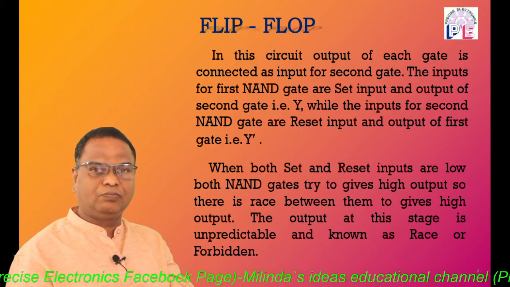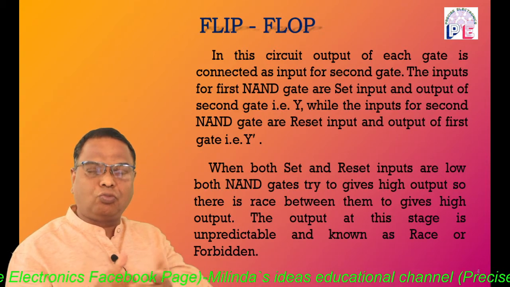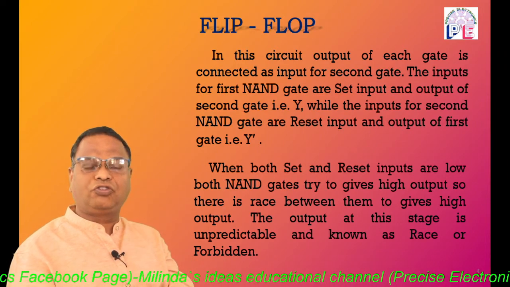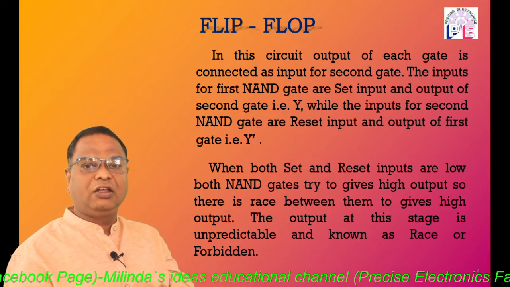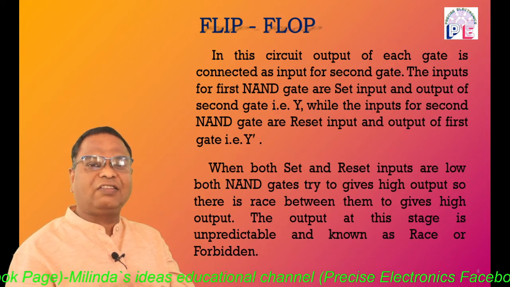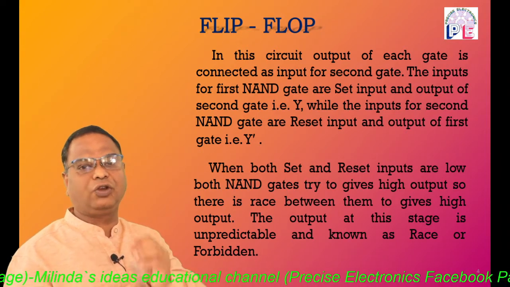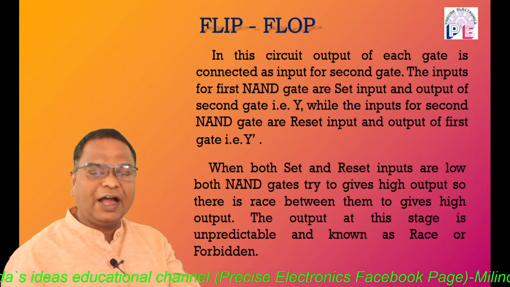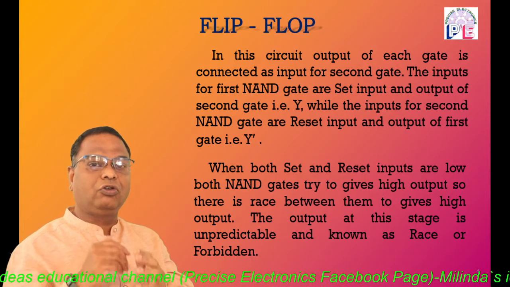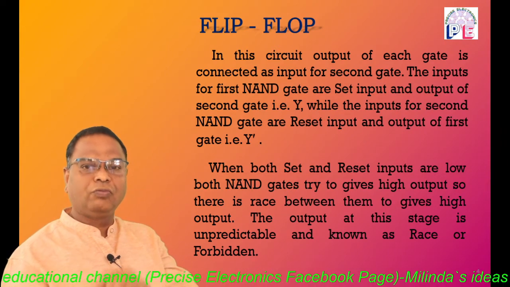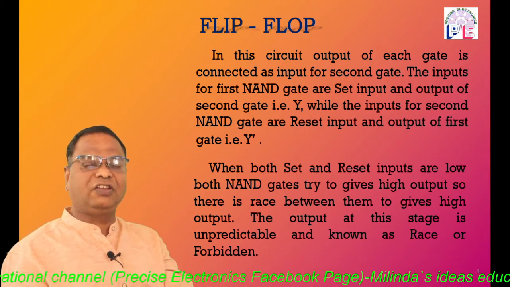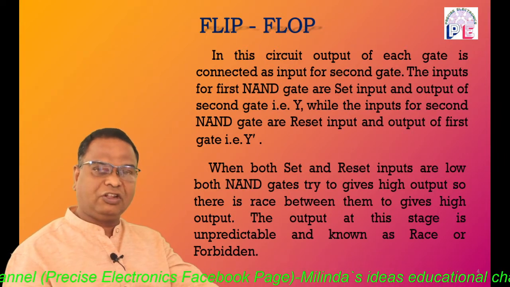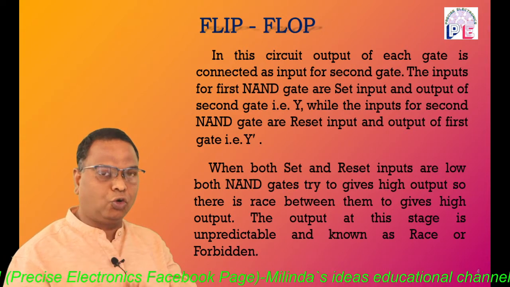But that is not practicable. So what is the exact output of this condition? We are not able to predict the output state. In this case, the output is considered unpredictable. It is known as forbidden. It is known as a race. Why is the word race used? Because both NAND gates try to give high output, and for that purpose there is a race between them to get the high output. That's why the word race is used. But mostly this condition is considered a forbidden condition. We are not able to predict the output state. That is the first condition, that means when both set and reset inputs are low.